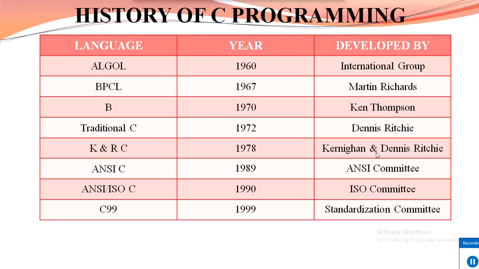In 1978, Kernighan and Dennis Ritchie modified traditional C into K and R C. In 1989, the ANSI committee developed ANSI C. Then the ISO committee in 1990 developed ANSI ISO C. And in 1999, the Standardization committee developed C99.